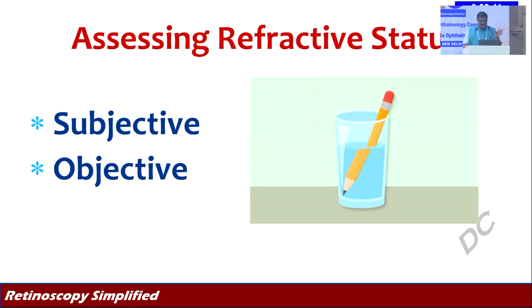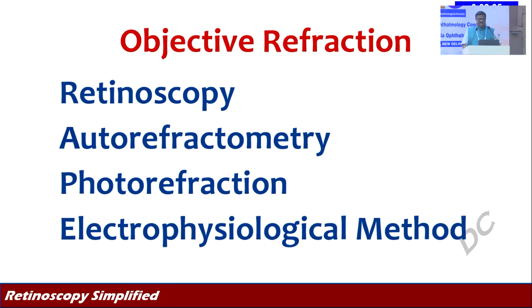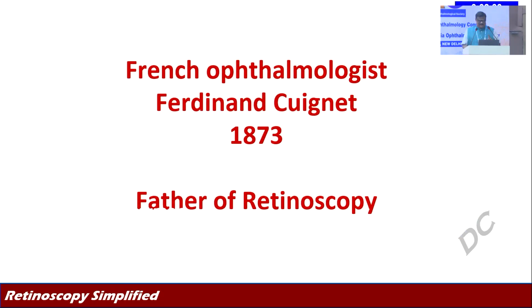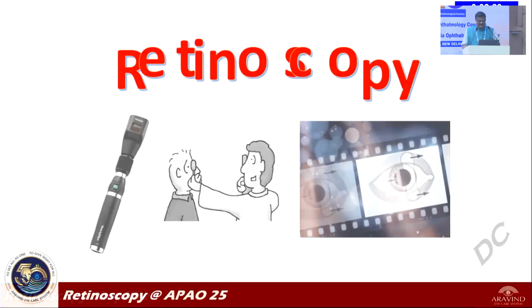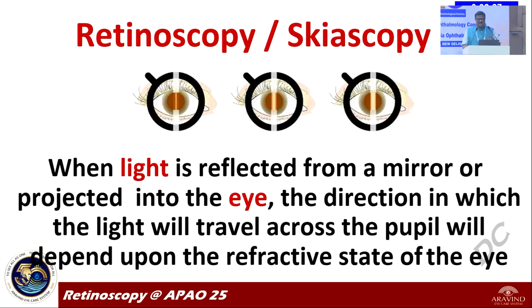You can assess subjectively or objectively. More important would be to find out exactly by an objective method. One of that would be retinoscopy. This is the father of retinoscopy, Ferdinand Quignet. He started it in 1873. Retinoscopy is otherwise called skioscopy.